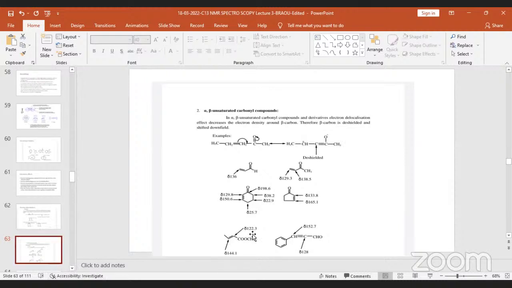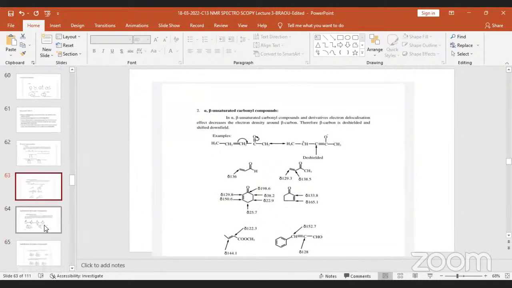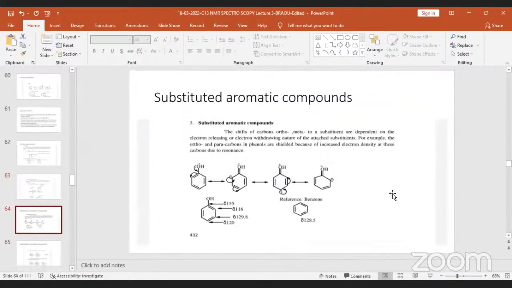Same here, ester carbonyl, that is also due to delocalization. Here the beta carbon is deshielded, and here also the beta carbon is deshielded due to the delocalization of the C=O bond. So even in acetophenone, the ortho and para carbons are deshielded. So I'm showing you the aromatic compounds also.